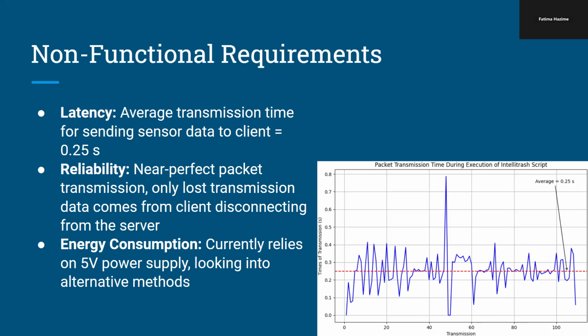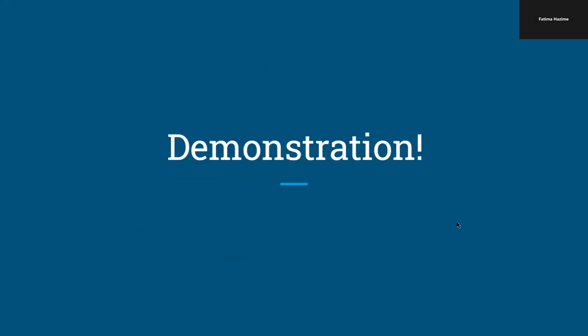As for energy consumption, we are currently relying on a 5-volt power supply to run the Raspberry Pi Model 5. When we talk about future works, we will mention that we're looking into alternative methods of not only the computer that we're using for the system, but also the power supply, just in order to ensure optimal energy costs and that we're not exerting more computational costs than needed. And now we're going to go ahead and show you a demonstration of our system in action.